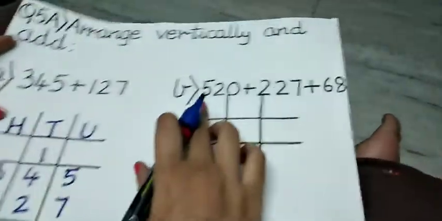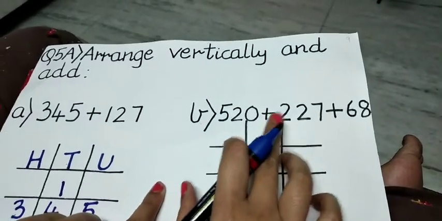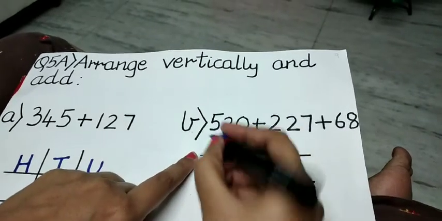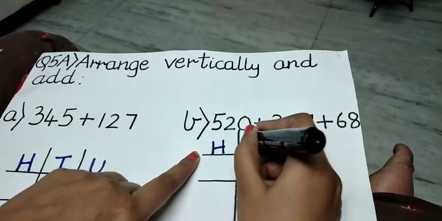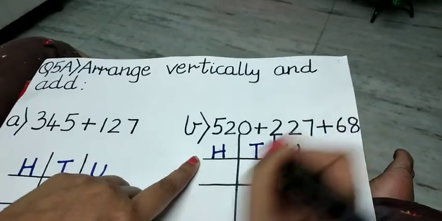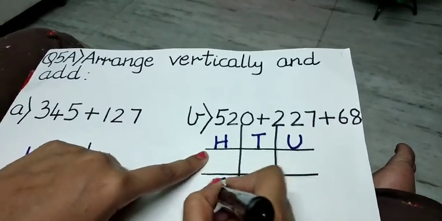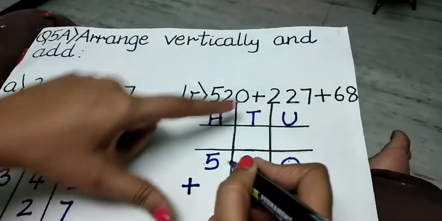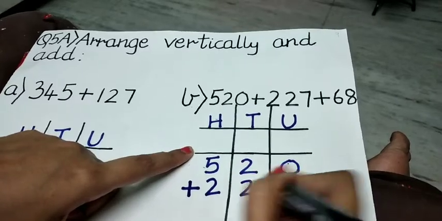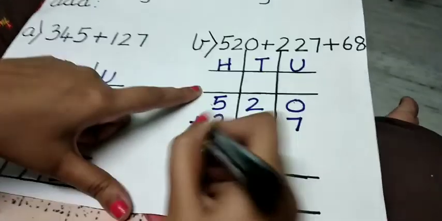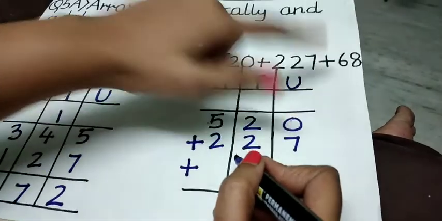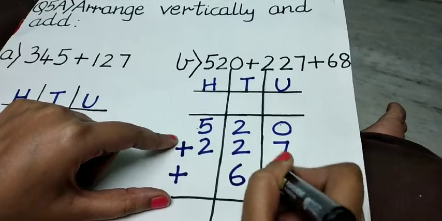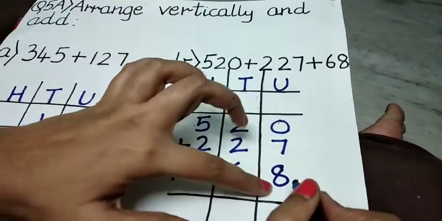Next sum: 520 plus 227 plus 68. First you write H, T, U, then the first number 520, then a plus sign, the second number 227, again a plus sign. Remember boys, when you have three numbers you always put two plus signs. Then 68, 6 in tens place, 8 in units place.